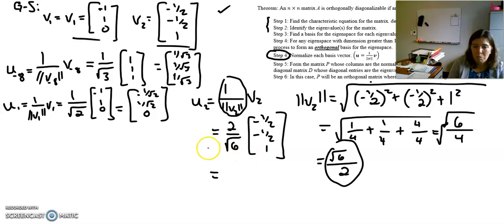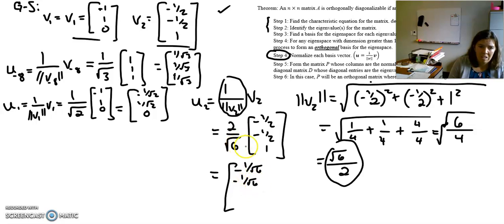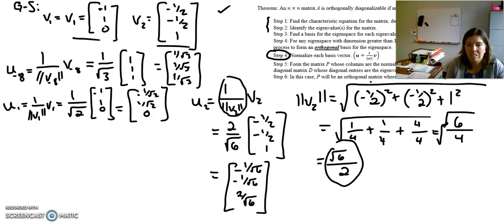Okay, so if you distribute 2 over the square root of 6, when you do 2 over the square root of 6 times -1 over 2, the 2's are going to cancel. The negative will still be there. The 2's are going to cancel, and you'll have 1 over the square root of 6. Same exact thing here. 2's cancel, -1 over the square root of 6. And then 2 over the square root of 6 times 1, so... Okay. And I guess I'll leave it like that. Alright, so this is U2.